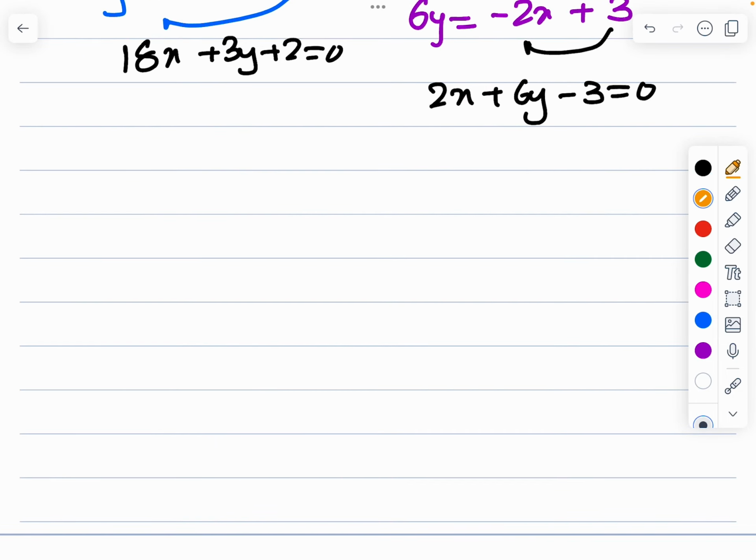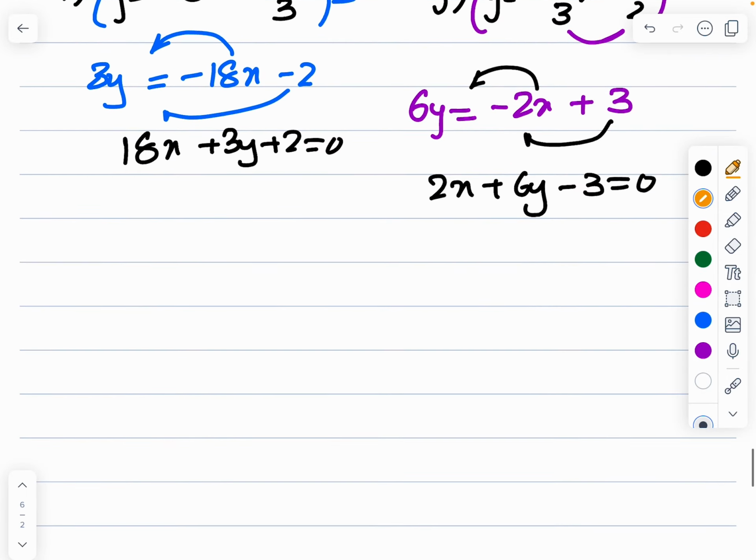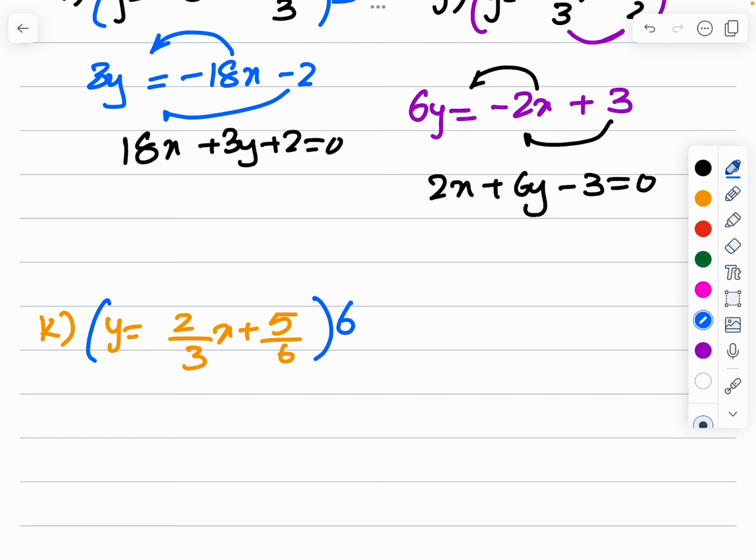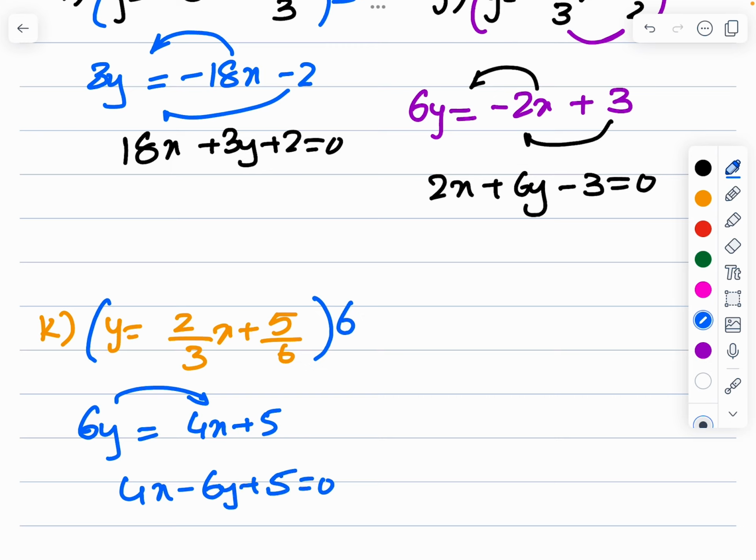Next is K. So y equals 2 upon 3x plus 5 upon 6. So what I'll do, I'll multiply by 6 on both sides. 6y equals 12 upon 3 will become 4x and 5. Bring y to the other side. 4x minus 6y plus 5 equals 0.